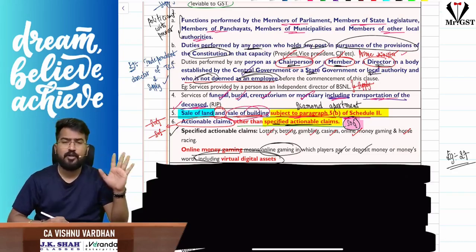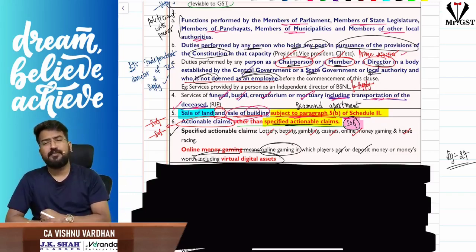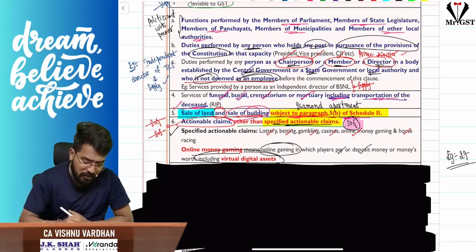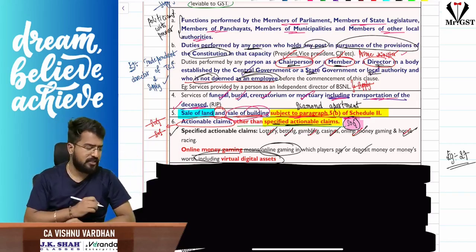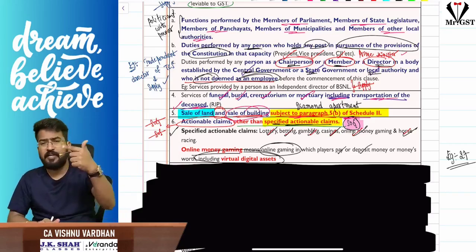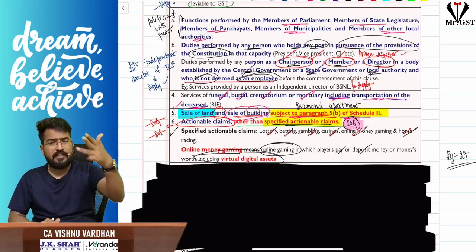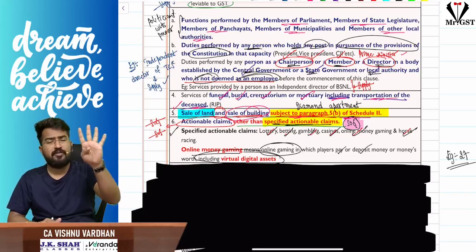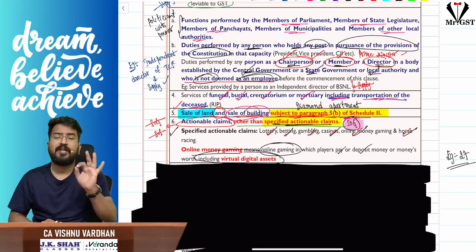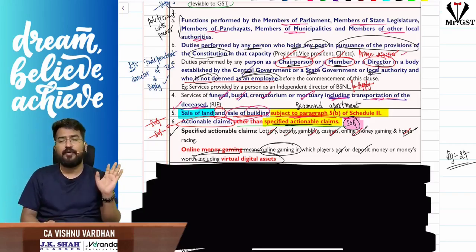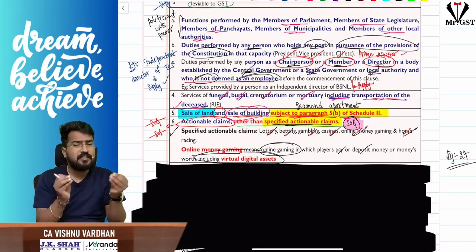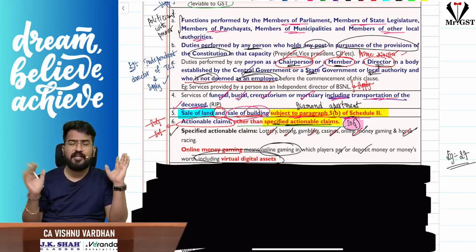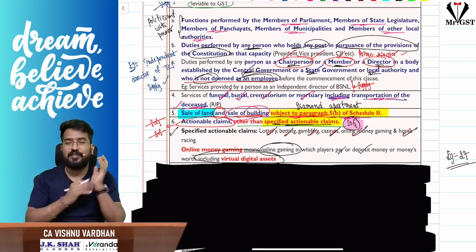Specified actionable claim will be treated as supply of goods. Simple, supply of goods. But sir, what do you mean by specified actionable claim? Specified actionable claim means nothing but lottery, betting, gambling, casinos, online money gaming, and horse racing. Remember, lottery, betting, gambling. We play all these three in casino, and we play all these things online. So online money gaming and one odd man out, horse racing. These six are called specified actionable claims, and if you are providing them, it is treated as supply of goods, and hence it will attract GST at a rate of 28%. Simple. Okay, enjoy gambling, right? So that is the point.